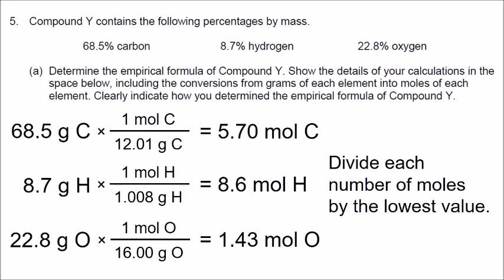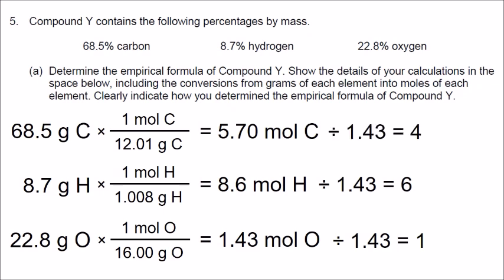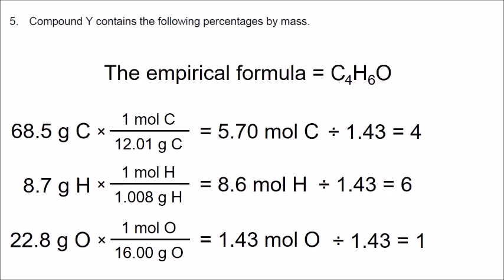Our next step in the process is to get the lowest whole number ratio of moles. So we are going to divide each number of moles by the lowest value, in this case, 1.43. When we divide 1.43 by itself, we get 1. 8.6 divided by 1.43 gives us 6. 5.70 divided by 1.43 gives us 4. So because these whole numbers are the subscripts in the empirical formula, the empirical formula of compound Y must be C4H6O.